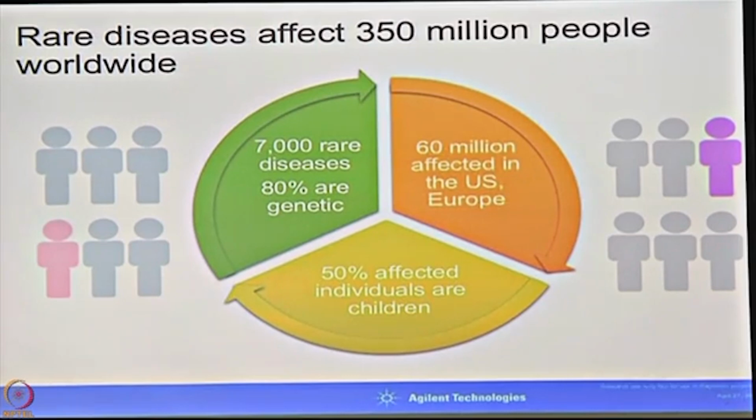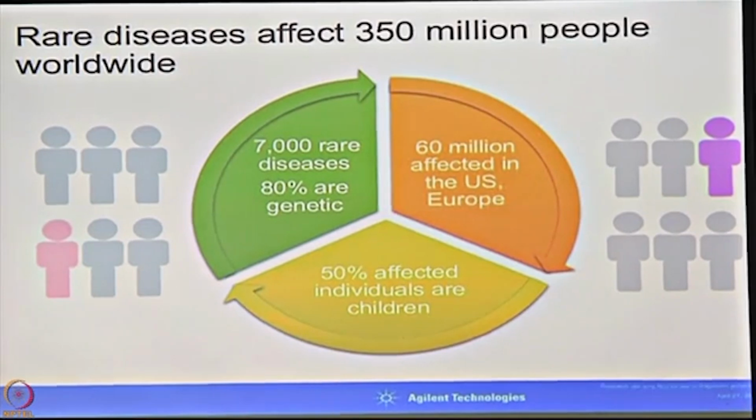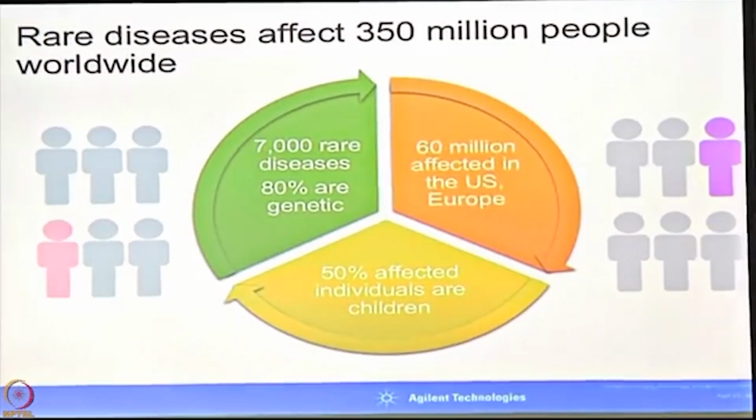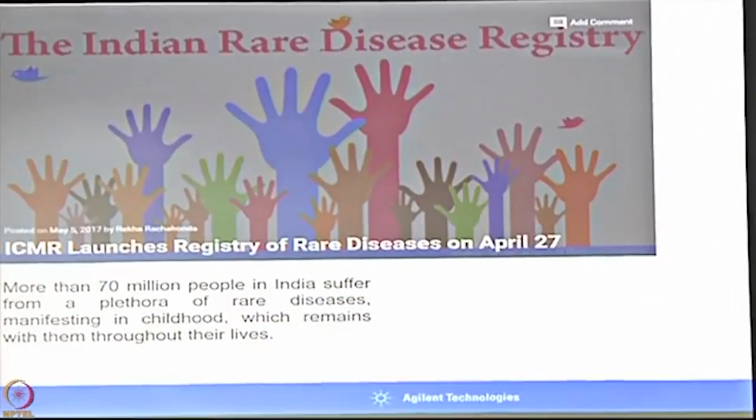So, yes, please. We are talking about 60 million affected in the US and Europe. Yeah, I'm coming to the next slide. This is some worldwide data I'm telling. Now I'm going to the next slide. I have Indian data also, and 50% of the affected are children. So coming to the Indian scenario.